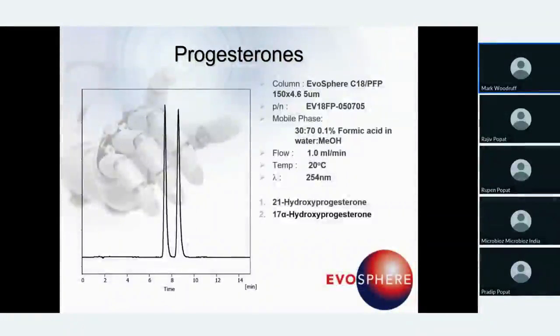And again, very simple mobile phase here, formic acid in water and methanol, and we have good resolution between these progesterones using the C18 PFP functionality to gain that resolution.